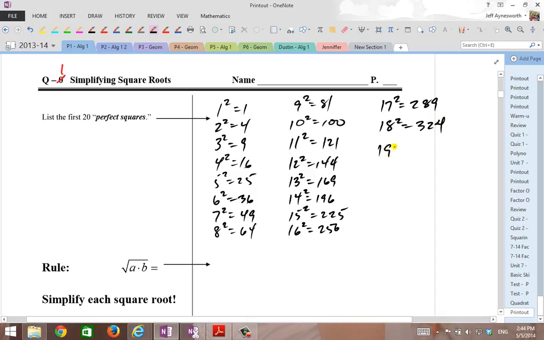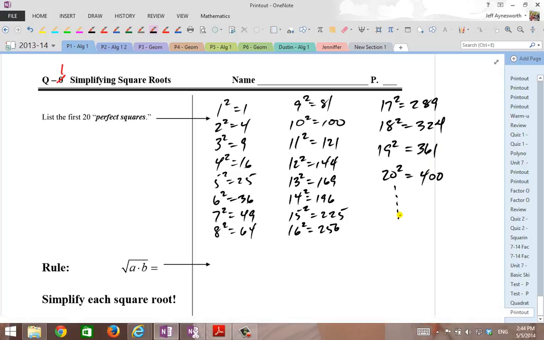All right, and 19 squared is 19 times 19, has to end in a 1 because 9 times 9 is 81. You get 361. 20 squared, 20 times 20, 400, and the list goes on and on. All right, these are the squares that you need to know. And then if you know your squares, you know your roots.